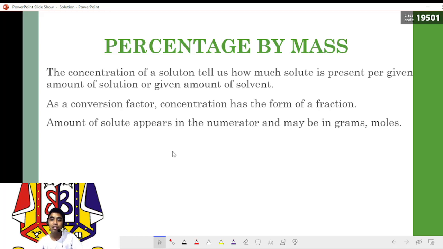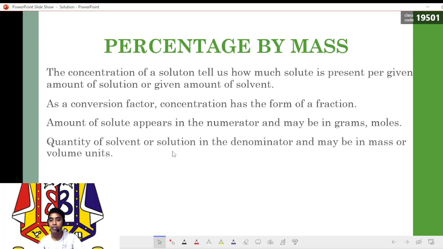As a conversion factor, concentration has the form of a fraction. The amount of solute appears in the numerator and may be in units of grams or moles. The quantity of solvent or solution is in the denominator and may be in mass or volume units. Again, the amount of solute is always the numerator, and the quantity of solvent or solution is always the denominator.